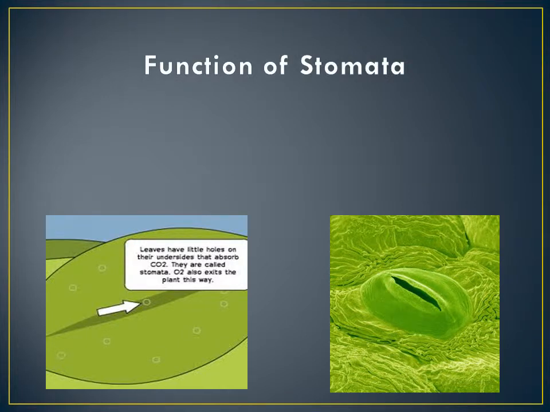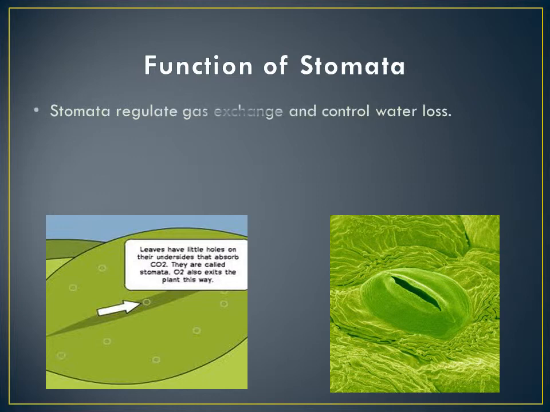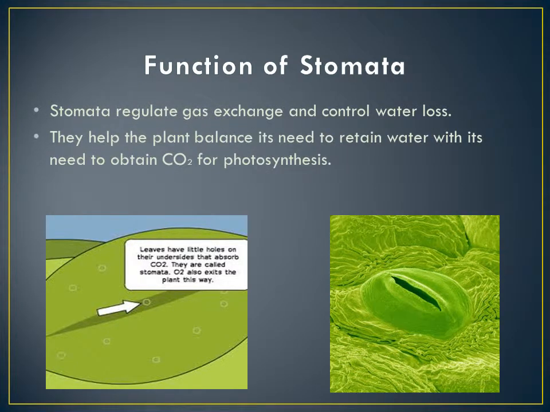So here's the function of the stomata. The stomata regulate gas exchange and control water loss. They help the plant balance its need to retain water with its need to obtain CO2 for photosynthesis. Also, they release oxygen into the atmosphere.